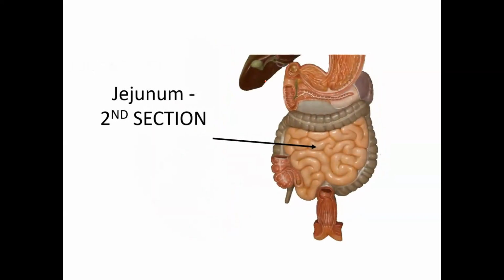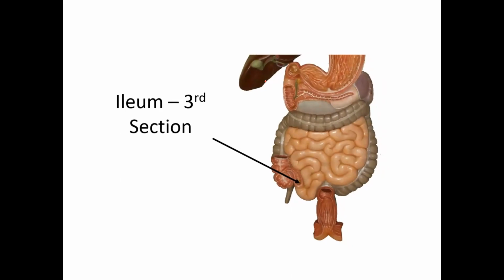And then the second part of the small intestine is called the jejunum. It's like the middle portion of the small intestine. So the arrow is kind of pointing to the middle there. Again, we call that the jejunum. All right, and then the last part of the small intestine, the third section, is called the ileum. That's I-L-E-U-M, ileum. And that's the last part of the small intestine just before it empties into the large intestine.